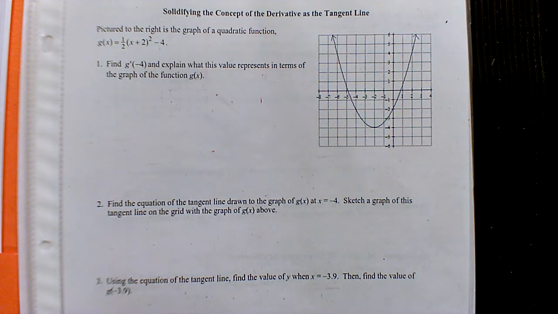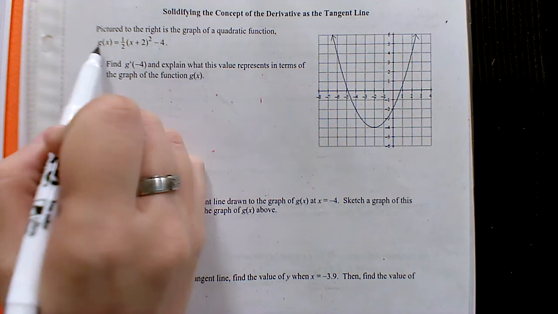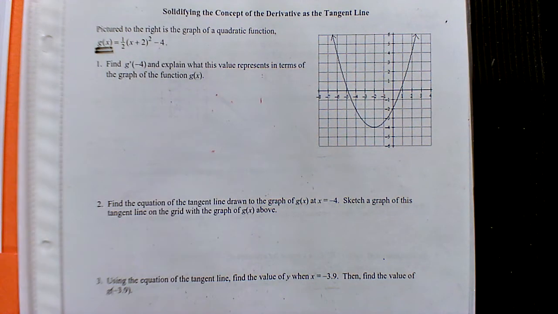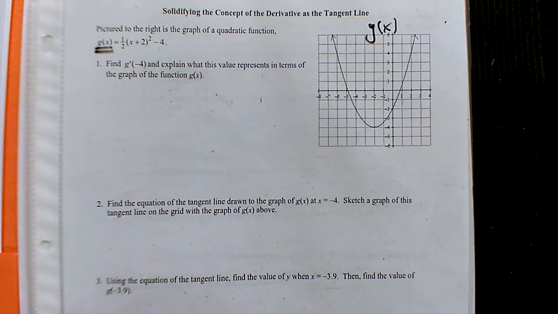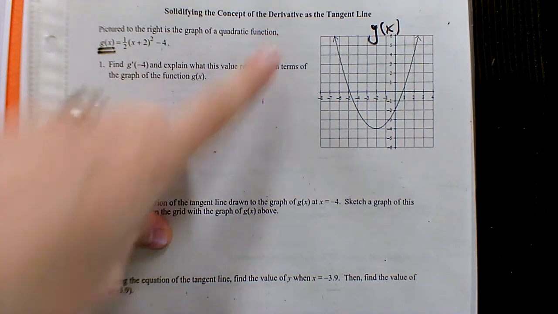Okay? So, on page 127, picture to the right is the graph of a quadratic function g of x. So notice how it's named. Okay, g of x is an original function like f of x. They just call it g in this case. So we'll label it g of x. Number 1, find g prime of negative 4 and explain what this value represents in terms of the graph.